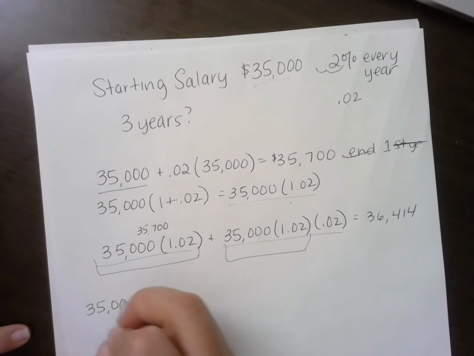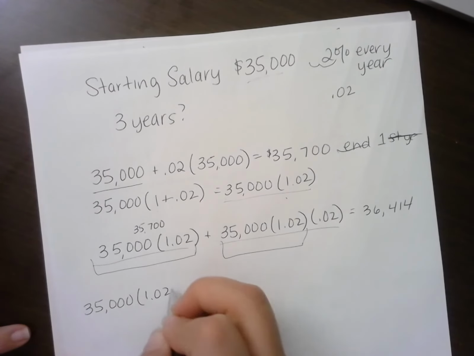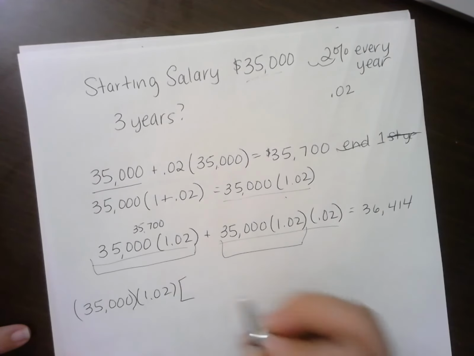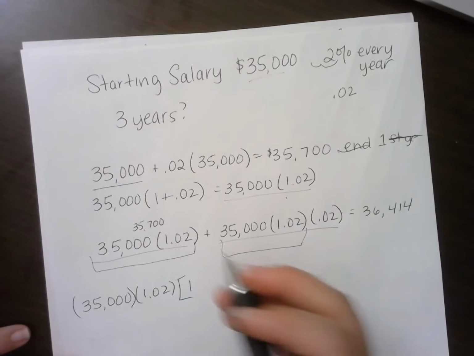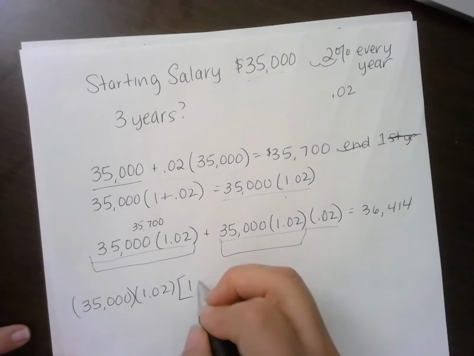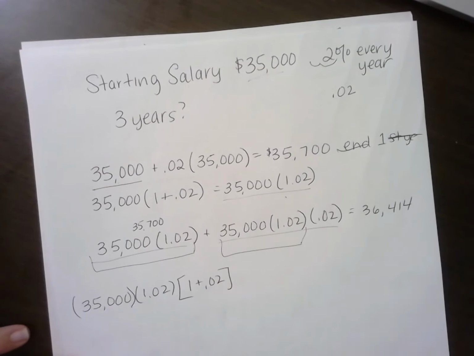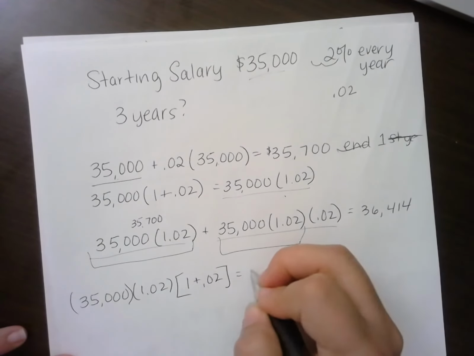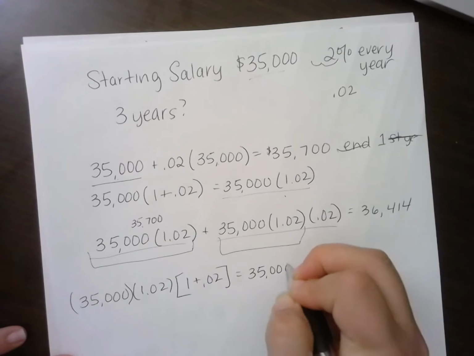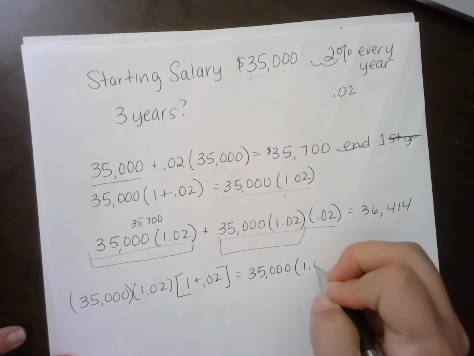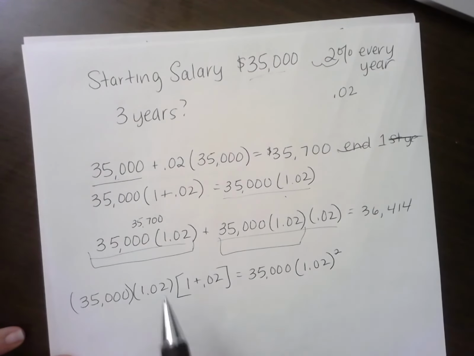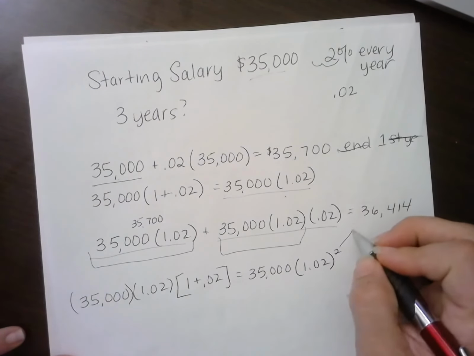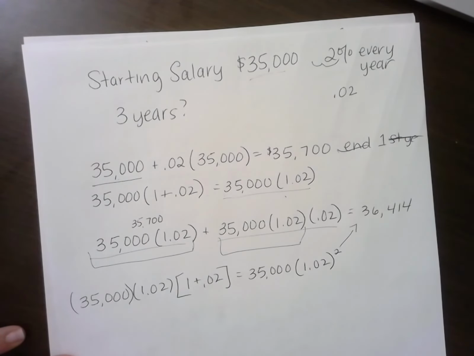So I have 35,000 times 1.02, multiplied by, now I'm just going to have a 1 here because I already have both of those here, and then I have, there I factored that out, and I have plus 0.02. So after my second year, I could really write this as 35,000 times 1.02 squared, actually, right? Because I have it here and I have it here.